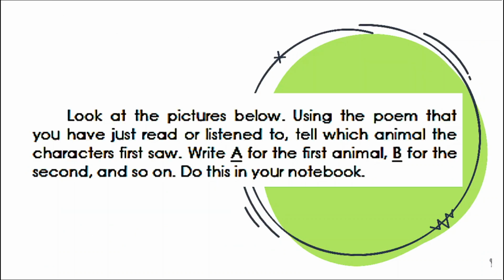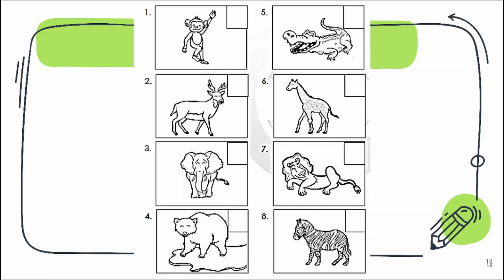Let us look at pictures. Using the poem that you have just read or listened to, tell which animal the characters first saw. Write A for the first animal, B for the second, and so on. Do this in your notebook. I will read again the story so that we can find the answers. I went to the zoo with my cousins and friends. First, we saw a deer with its long antlers.